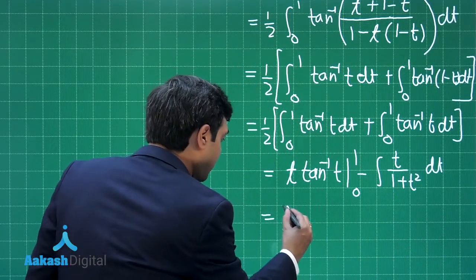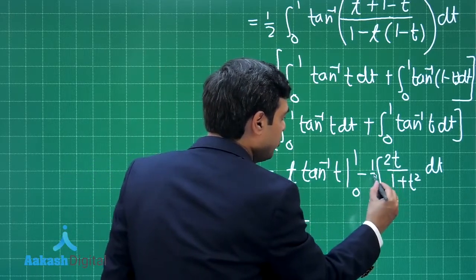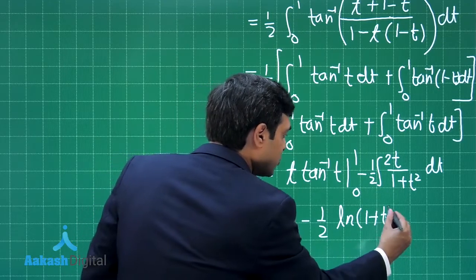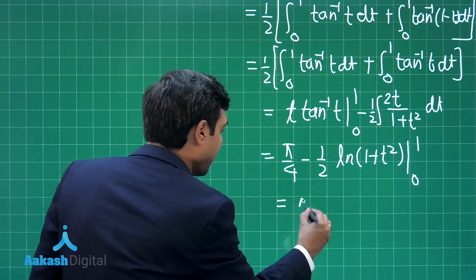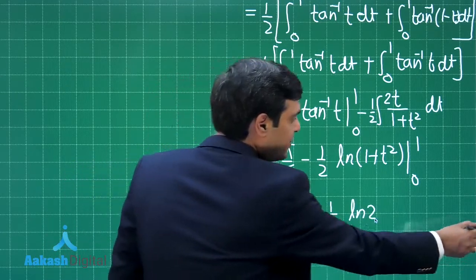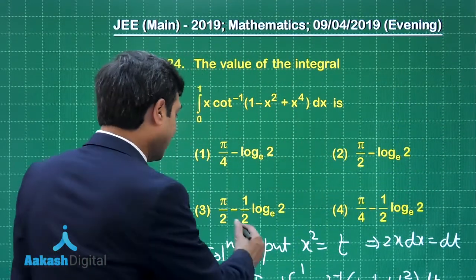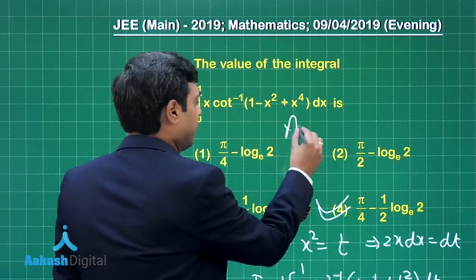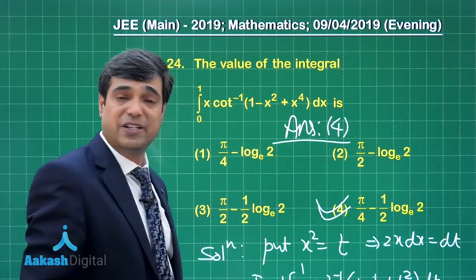This gives us pi by 4 minus, here you need to multiply and divide with 2 so that you can read it as half log 1 plus t square from 0 to 1. So the final result is pi by 4 minus half log 2. Let's check from the given options. Pi by 4 minus half log 2, that is option number 4, is the correct answer. Let's move on to the next one, that is question number 25.